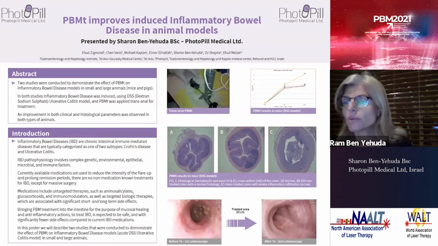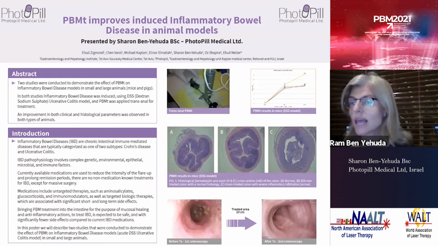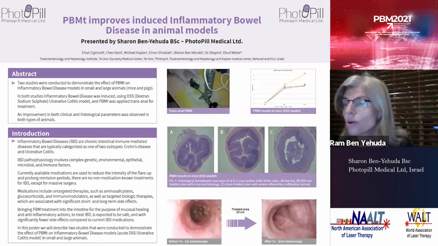In both studies that we have conducted, acute DSS colitis was induced in mice, 150 mice in a blinded placebo-controlled study. The PBMT was applied to the colon utilizing a small diameter endoscope with a LED-based light source at 850 nanometers using several doses. And dose was controlled by changing exposure time. Disease activity was scored endoscopically and also histologically in a histological assessment.